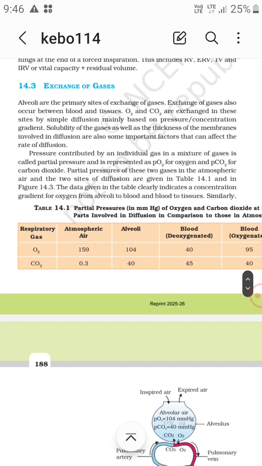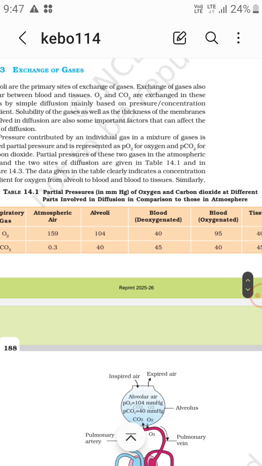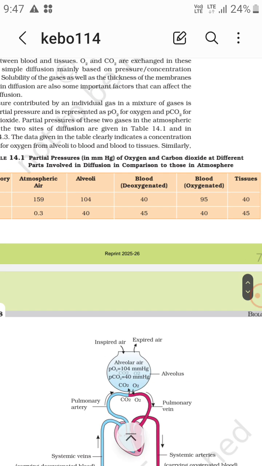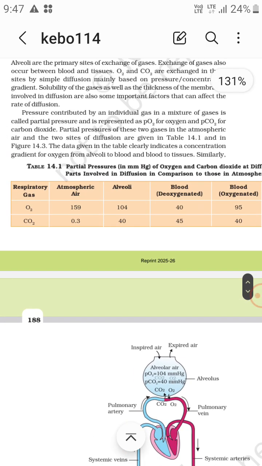Now the pressure contributed by an individual gas in a mixture of gases is called the partial pressure and is represented by PO2 for oxygen and PCO2 for carbon dioxide. Partial pressures of these two gases in the atmospheric air and the two sides of diffusion are given. This indicates a concentration gradient for oxygen from alveoli to blood and blood to tissue. So this is all in comparison to the atmosphere.